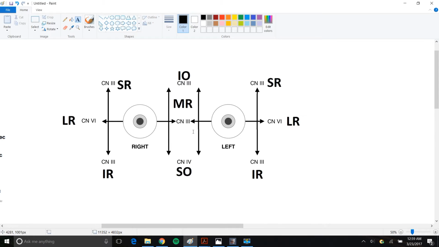And what are the nerves that control that? Medial rectus was cranial nerve 3. Inferior oblique is also cranial nerve 3, and that has your eye go inward and upward when you're testing this.